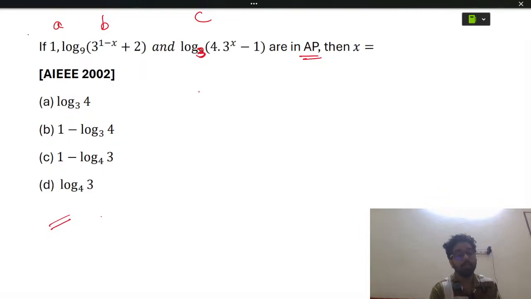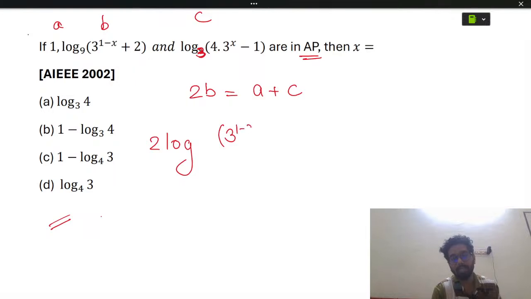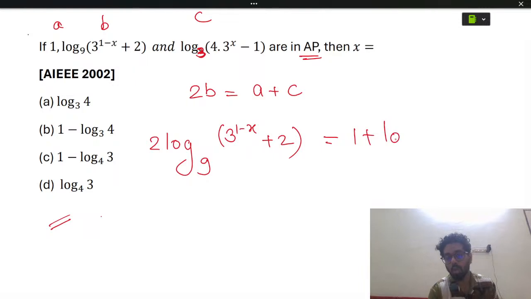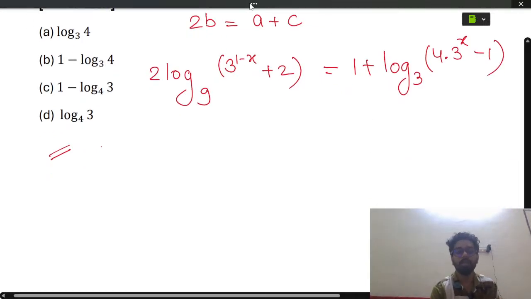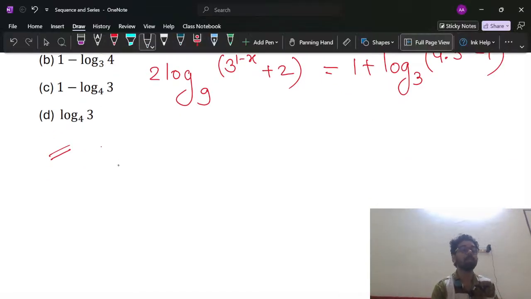Terms are in AP. So when terms are in AP, guys, we will write down twice of second term is addition of the first term and last term. Okay. So this will become what? 2 times of log of 3 power 1 minus x plus 2 to the base 9 is equals to log 1 plus log 3 4 into 3 power x minus 1. Okay. Now here, if we do not know the log properties, you will not be able to do the question.